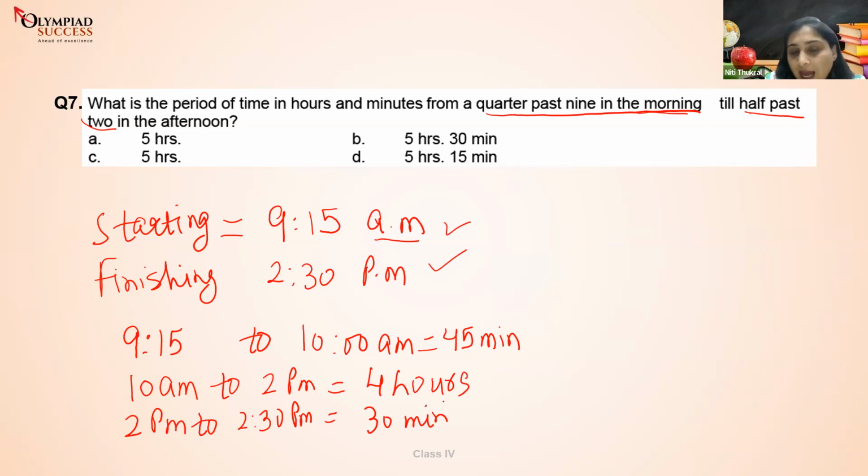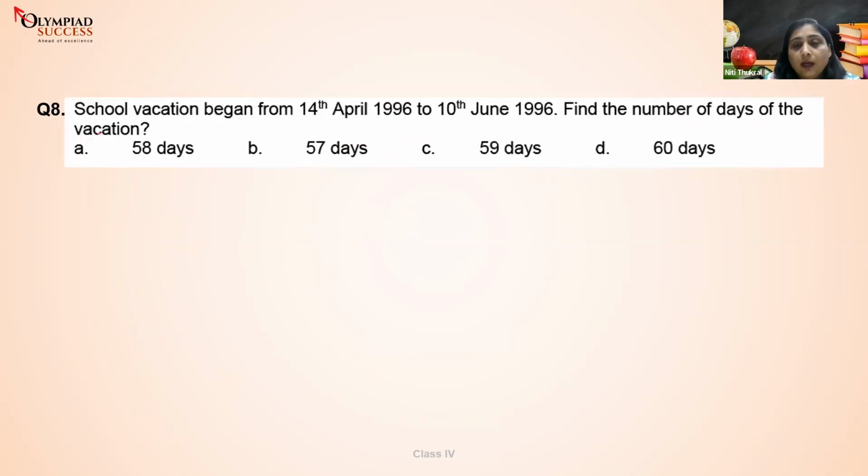Right? So when you add this time, you will get 4 hours, 75 minutes. But there is no 75 minutes because 1 hour has 60 minutes. So it will be 5 hours, 15 minutes. I know everybody has written this answer before my explanation. Very good. 5 hours, 15 minutes. Absolutely correct, children.